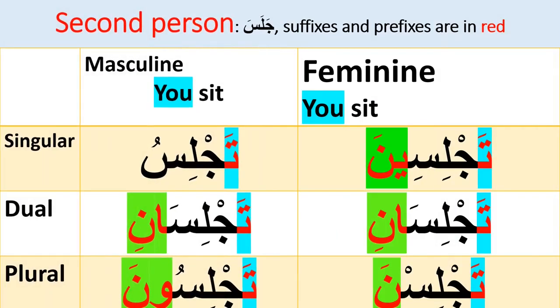As you noticed, all the verbs in the second person carry the prefix ta. So ta means you. Also, there are suffixes at the end of the verb. Ina is for the feminine singular. Ani is for the dual. And una is for the masculine plural. And na is for the feminine plural. تجلس, تجلسين, تجلسان, تجلسون. And lastly, تجلسن.